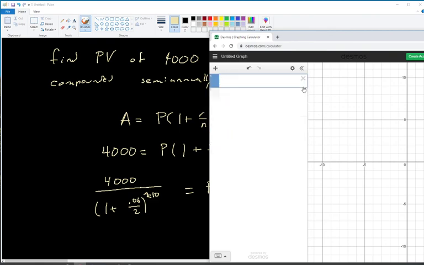So we get 4,000 divided by 1 plus 0.06 divided by 2, all that to the power of 2 times 10 is 20. I guess we can write it just 2 times 10 if we want. Oops. I guess we better just write it 20. And that gives us 2,214.7. So that was the initial amount I invested.